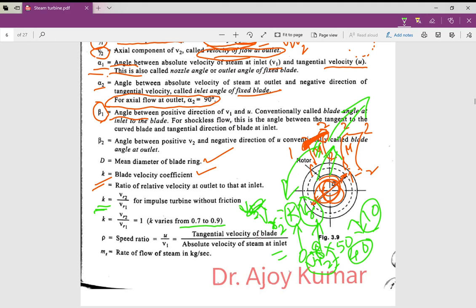Now dear students, another important parameter is the speed ratio. Speed ratio is U upon V1, that is, the tangential velocity of the blade divided by the absolute velocity of steam at inlet. You must remember speed ratio, as it will come later while deriving the blade efficiency of simple impulse turbine or reaction turbine as well. And this is so simple about m_s, the rate of flow of steam, in kg per second.